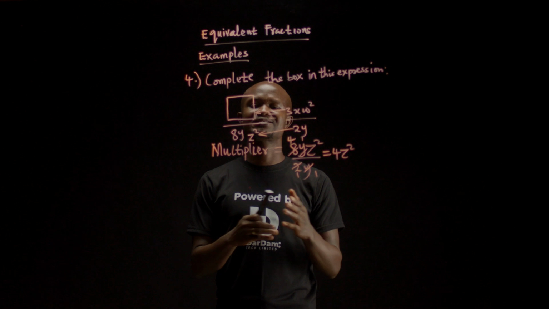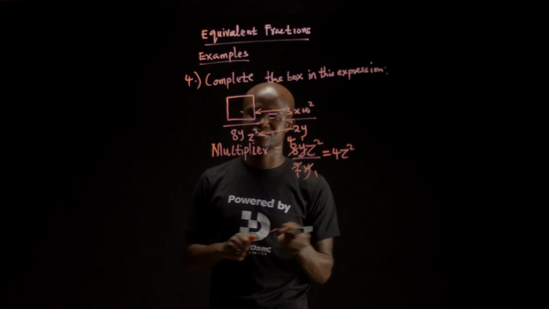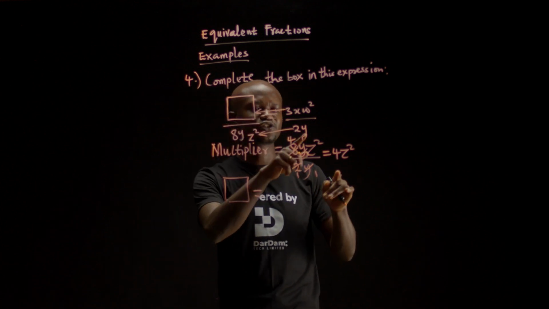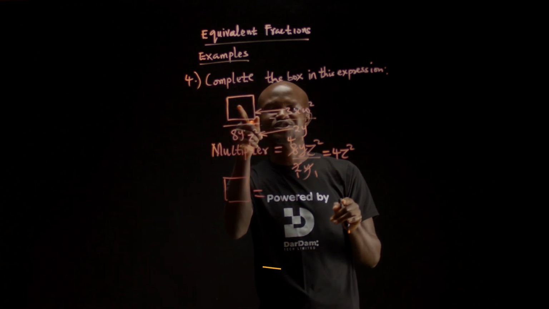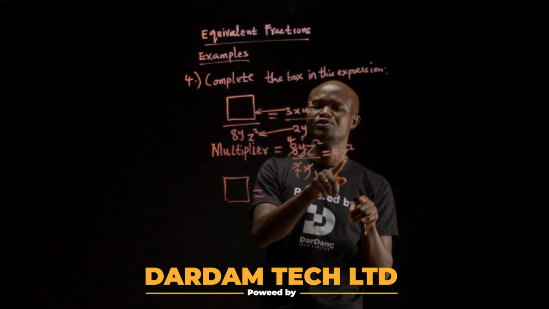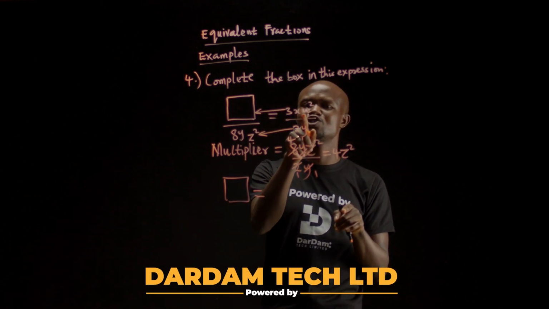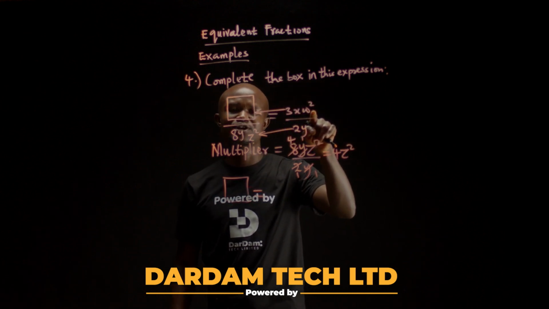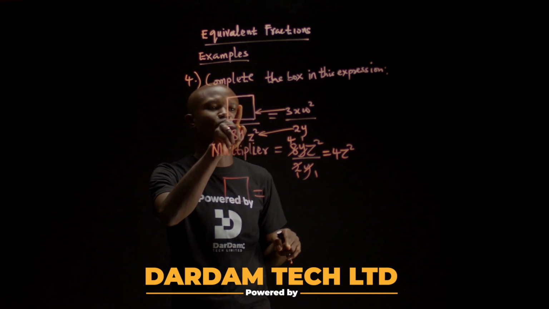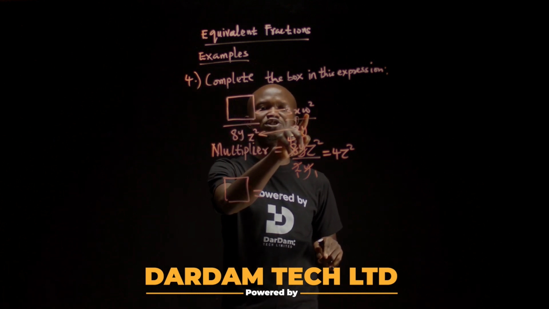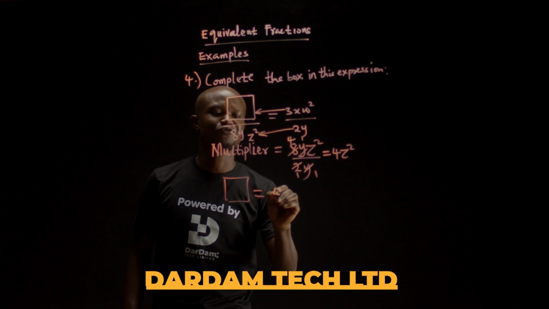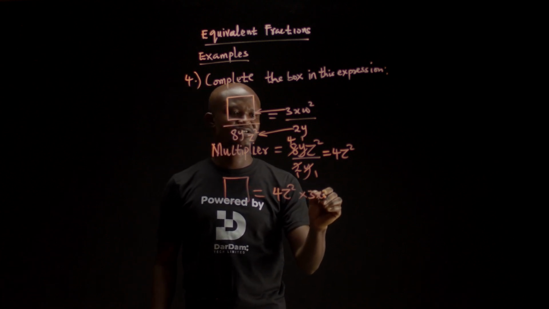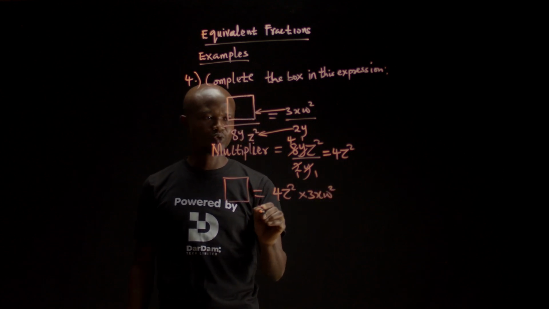Now, let's get the expression inside the box. So the box will now be what? It means for you to get the expression inside this box, you use the multiplier to multiply what you have at the right hand side here at the numerator, because what you have to find is the equivalent numerator to this expression. So it means that we have what? 4z squared times 3xw squared.